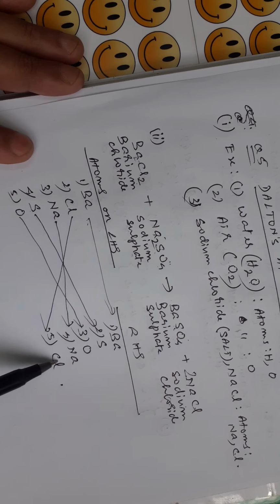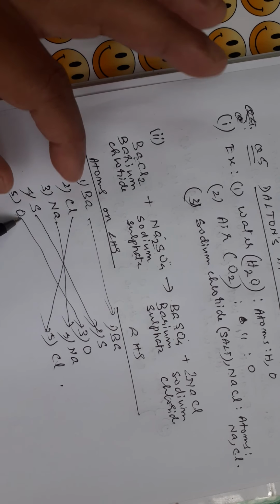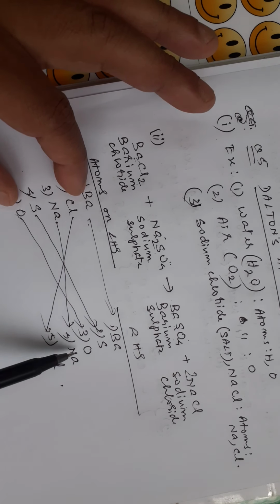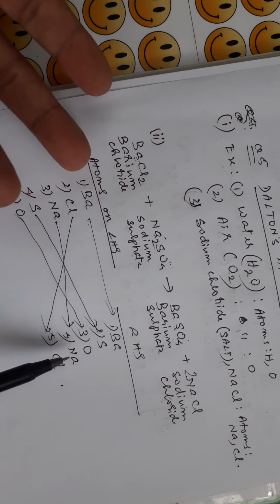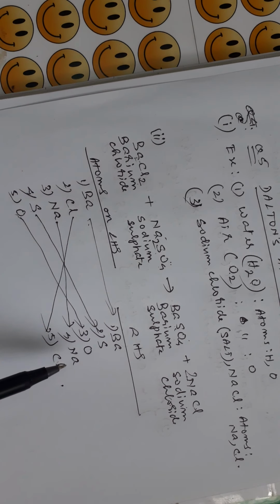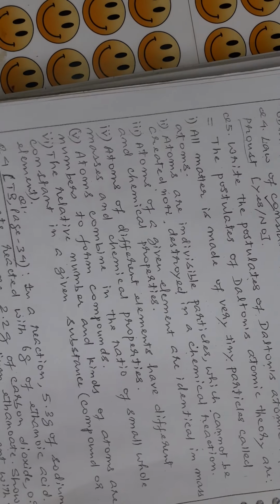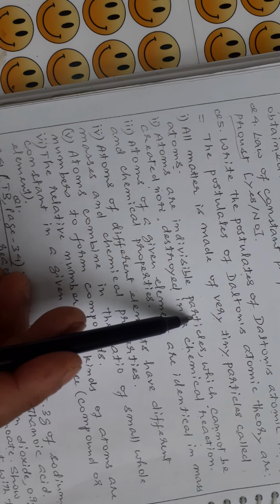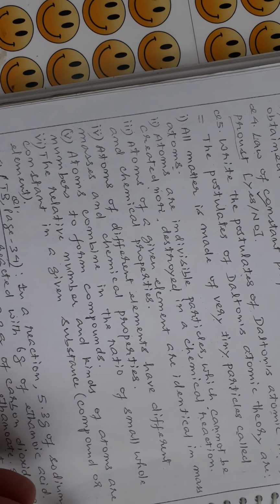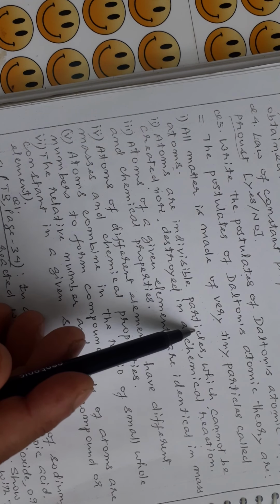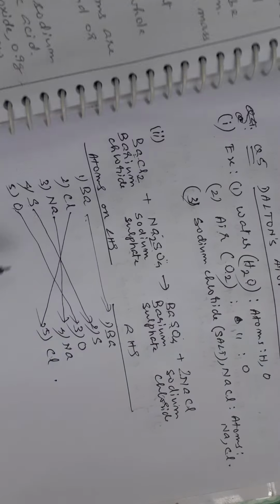Meaning, is there any atom on the left side that is lost? Nothing is lost, so atoms cannot be destroyed. Did you get it? So now you read once. Atoms are indivisible. That's why there are 5 types of atoms on the left side and 5 types of atoms on the right side. That's why it could not be divided. Indivisible means the same atoms are there on the right side, which cannot be created nor destroyed. So we didn't find any new atoms here.